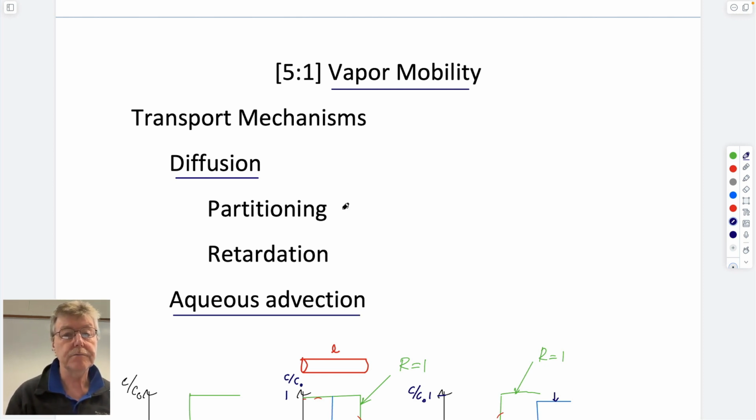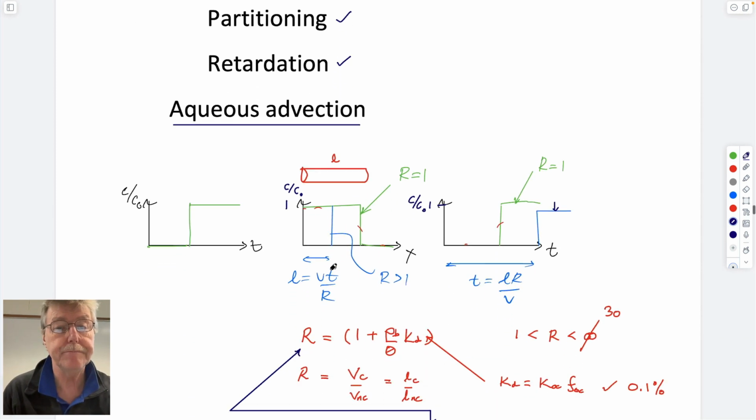And we won't talk about natural advection. And again, we can talk about partitioning, how the solutes partition in the water, solid, and now air in the vadose zone, and what the effects of that are on delaying its transport through the system. So that's what we'll chat about.